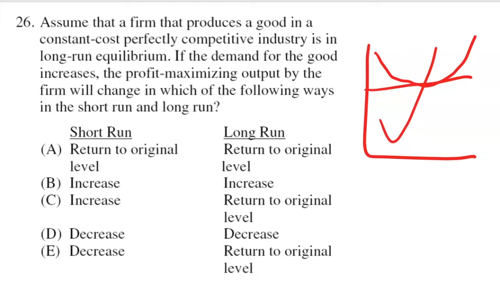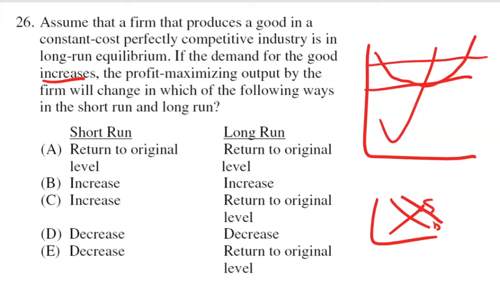Right? So if demand shifts to the right, meaning the demand for the good increases, then supply and demand intersect at a new point, and our equilibrium price gets raised. And so what happens? Well, in the short run here, the profit maximizing output of the firm is going to increase, right? Because MR equals MC is here, and then the new point is up here. So it increased, right? So we can get rid of all the answer choices that don't say increase, so we're left with B and C.